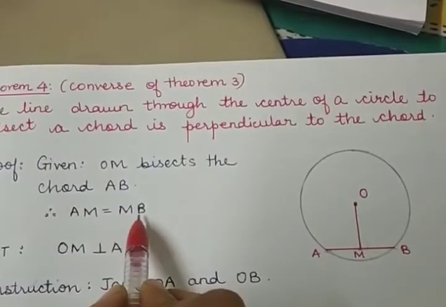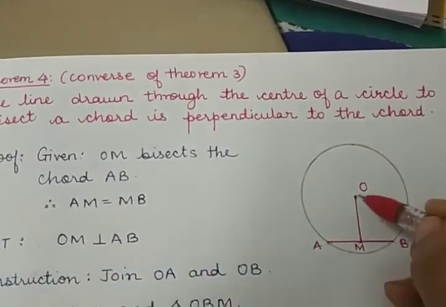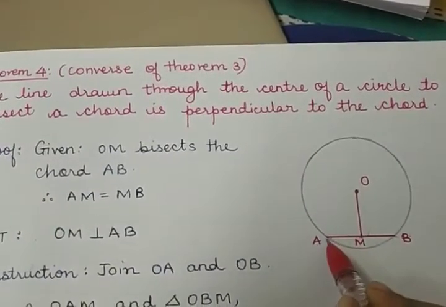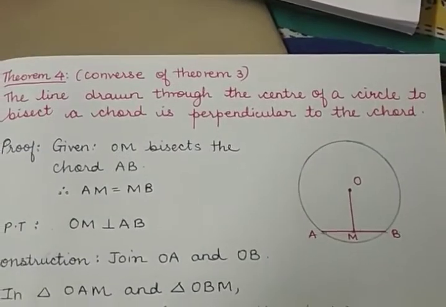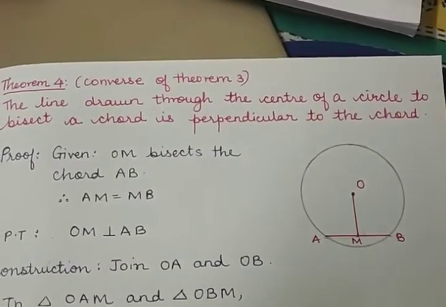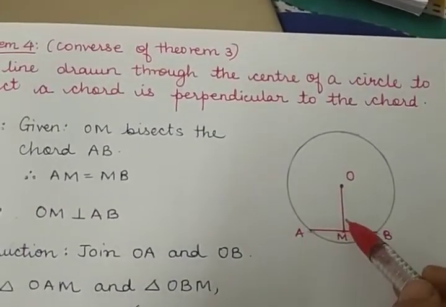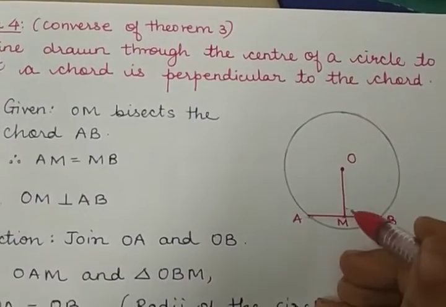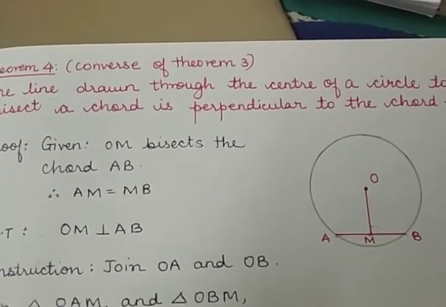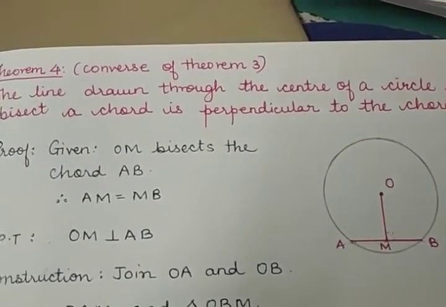So what I have to prove here? I have to prove that OM is perpendicular to AB. So to prove that, I have to show that this angle is 90 degrees. If I show that this angle is 90 degrees, then I know OM is perpendicular to AB.